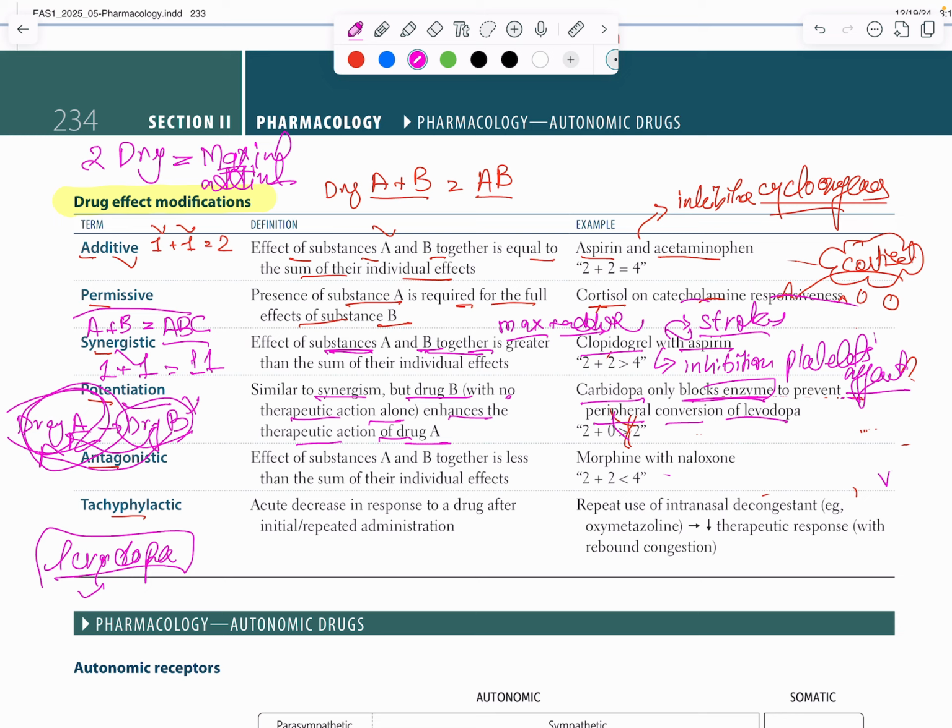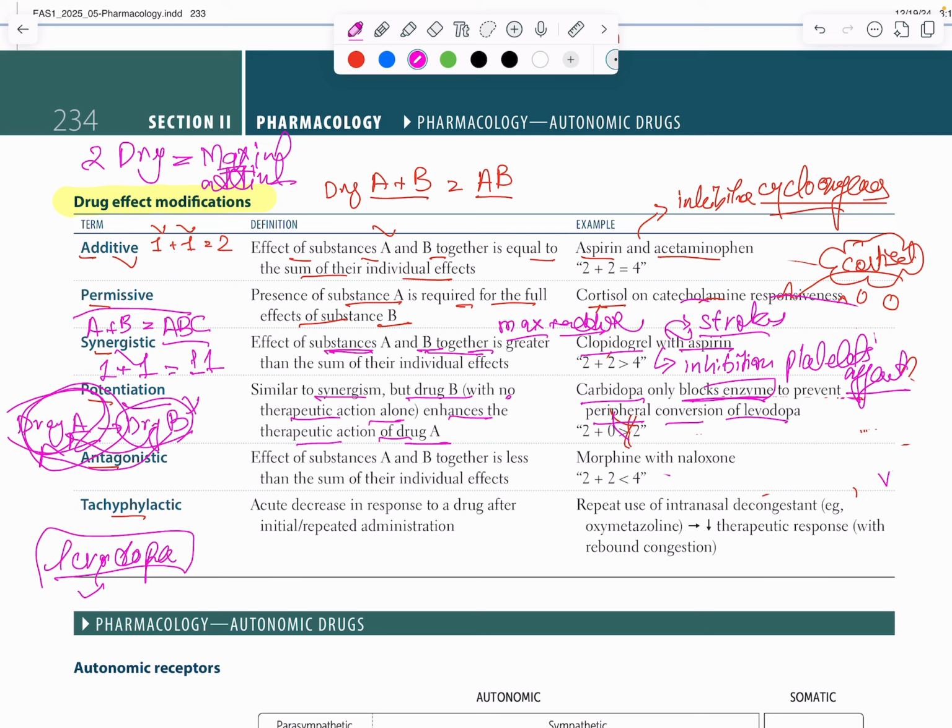And now we are talking about the antagonistic effect. You all know antagonistic means opposite, or inverse. For example, you are taking one drug A, and if you are getting some adverse or toxic effects from this drug, to eliminate these effects you take a drug B to decrease those adverse effects. An example is morphine with naloxone. Morphine is the opioid, and naloxone is the antidote for that.